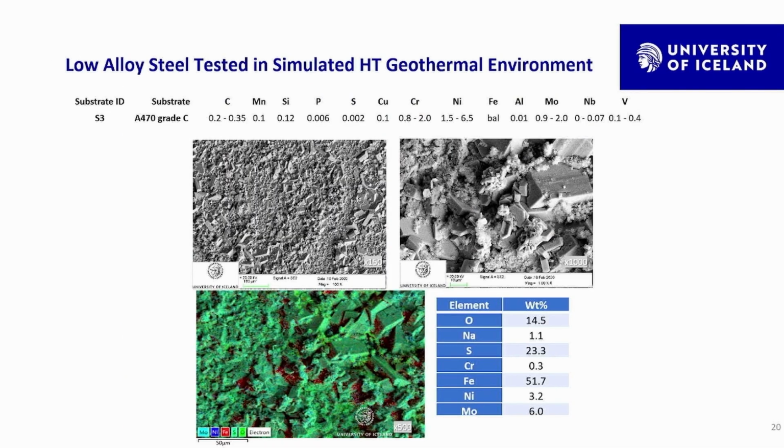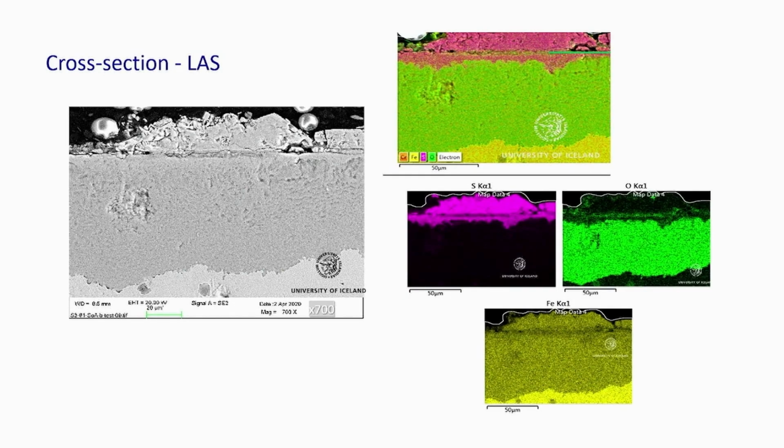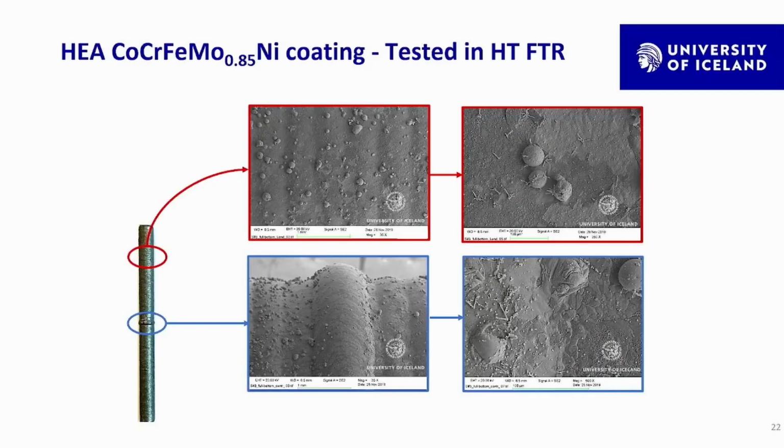And what we also did, of course, is to verify by testing some of the state-of-the-art material already used in the power plant. This is a low-alloy steel that has been tested in the flow-through reactor, and it's showing the same kind of corrosion products that we see commonly for these temperatures and compositions. We are seeing iron sulfide-rich corrosion products with some iron oxide corrosion products in between and underneath. And that is exactly what we see here if we look at the cross-section of the carbon steel or low-alloy steel.